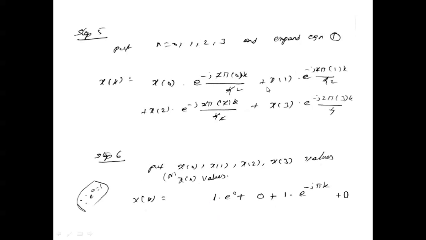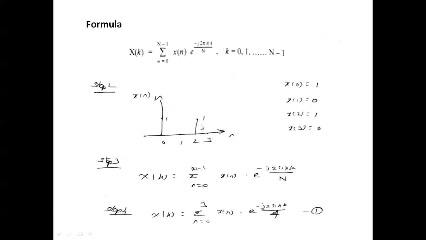So n values are 0, 1, 2, 3, then just to cancel it, this 4 and this 2, 2, 4, 2, 4, 2, then 2, 1, 4. Then step 6, after that just apply the values x[0], x[1], x[2], x[3]. We know the value x[0] is 1, x[1] is 0, x[2] is 1, x[3] is 0.